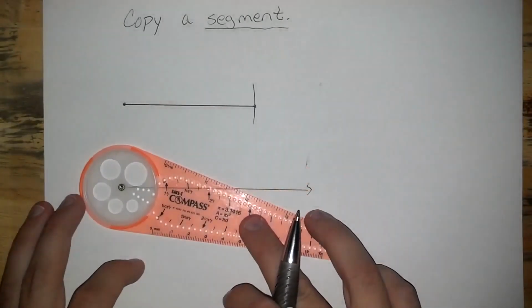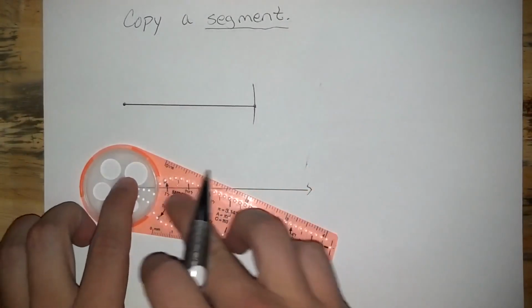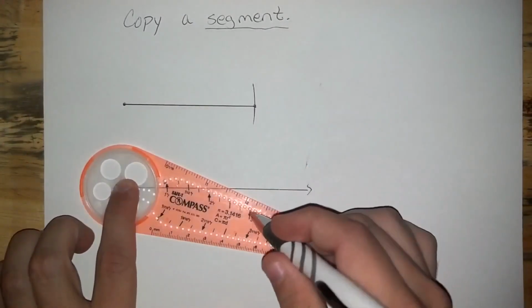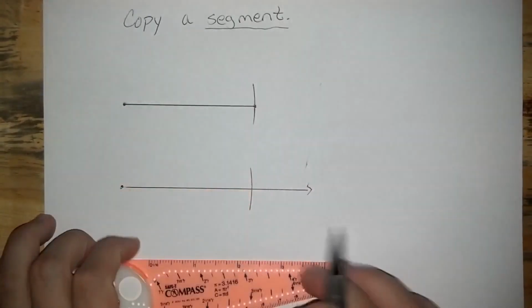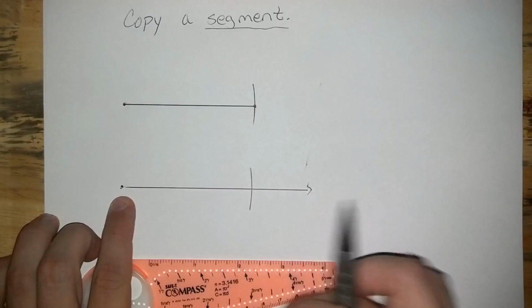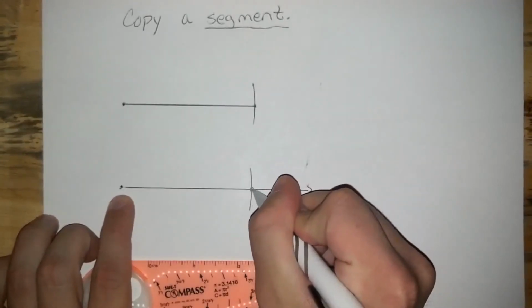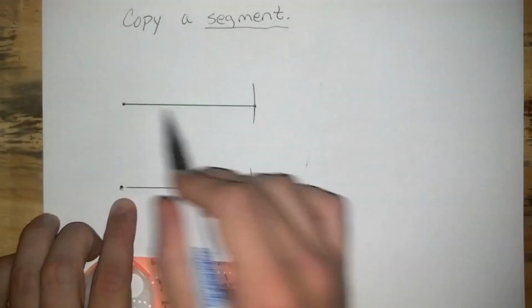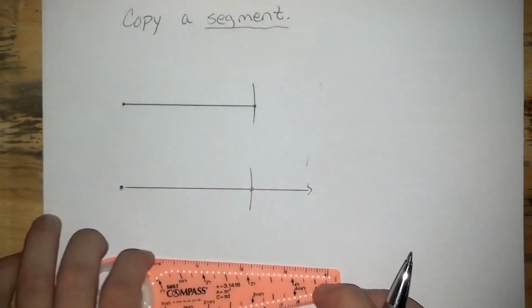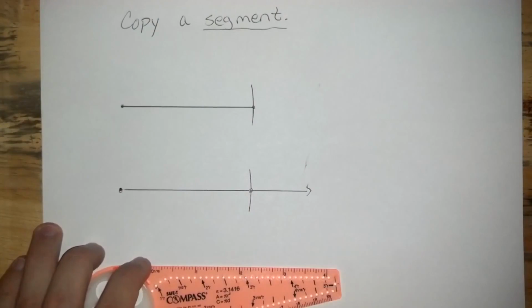Line up the brass ring at the end. Remember which hole you used. I used the one right here by this arrow. Go ahead and mark that off. What we've done is we've cut off a piece of that ray, creating a segment. We have an endpoint and an endpoint. This segment is now exactly as long as that segment. And that is how you copy a segment.